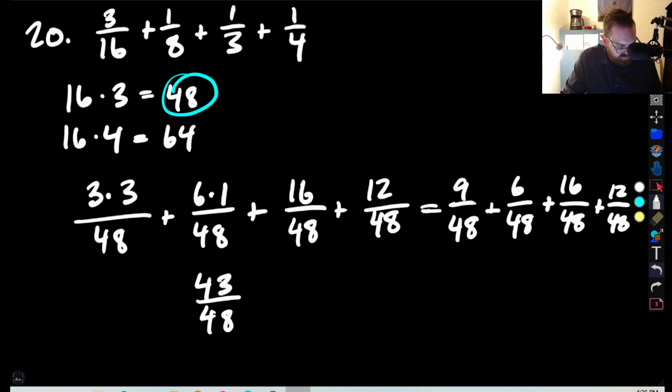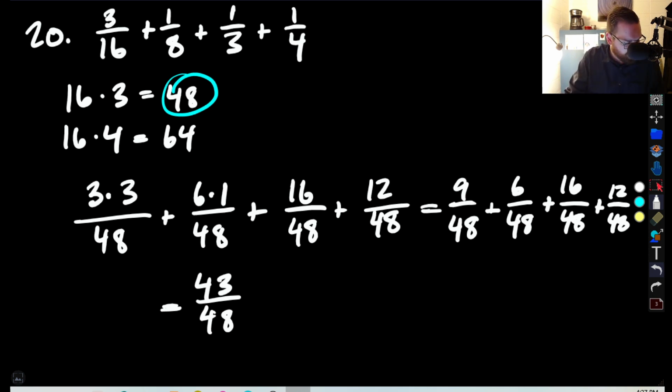Alrighty. And I think that is pretty much it. I don't think we can reduce that any further. 4 plus 3 is 7, so 3 doesn't go into that. And one's odd, one's even, so we can't cut it in half. All right, that's pretty much it for that question.